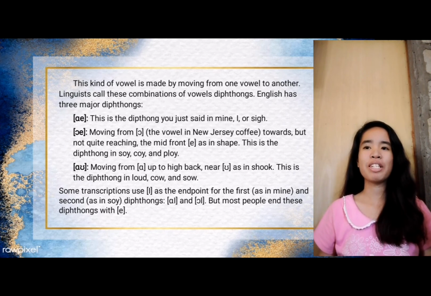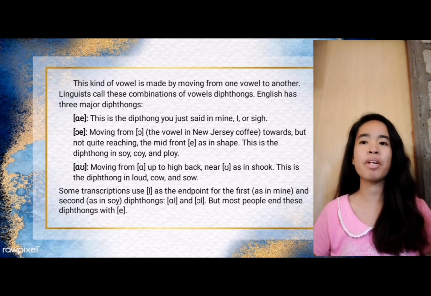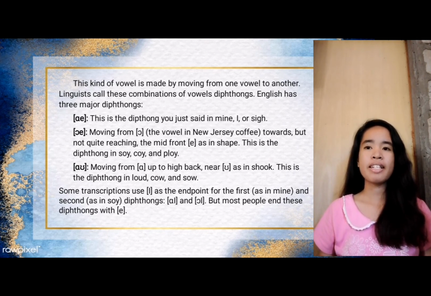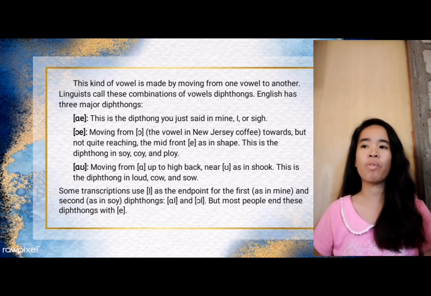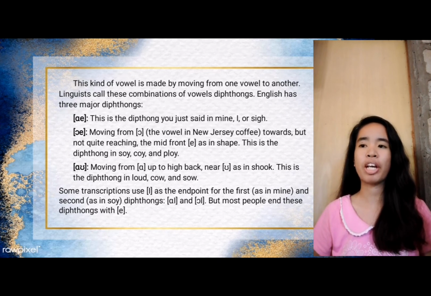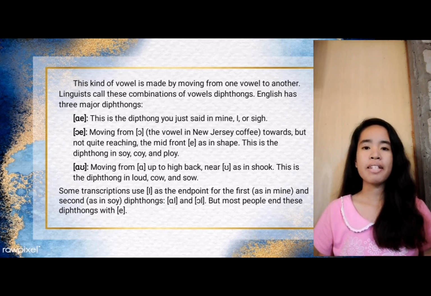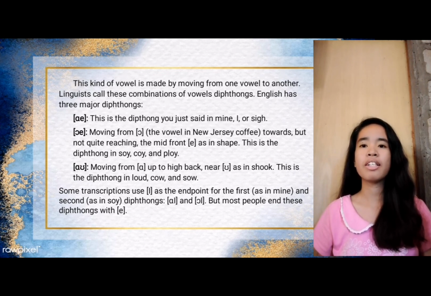This kind of vowel is made by moving from one vowel to another. Linguists call these combinations of vowels diphthongs. English has three major diphthongs. First, this is the diphthong you just said in mine, I, or sigh. Second, moving from C, the vowel in New Jersey coffee, towards, but not quite reaching, the mid front E as in shape. This is the diphthong in soy, koi, and ploy. Last, moving from A up to high back, near U as in shock. This is the diphthong in loud, cow, and so.